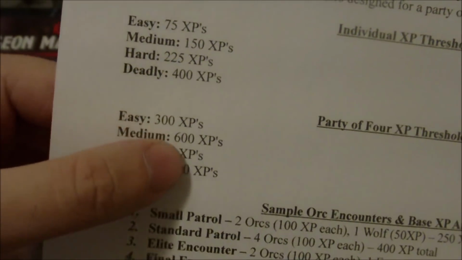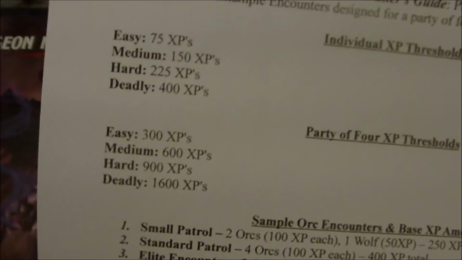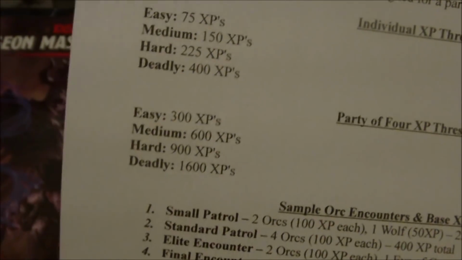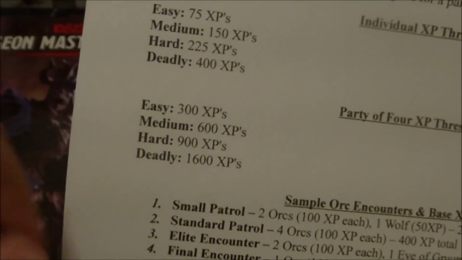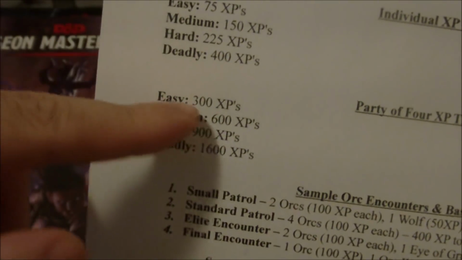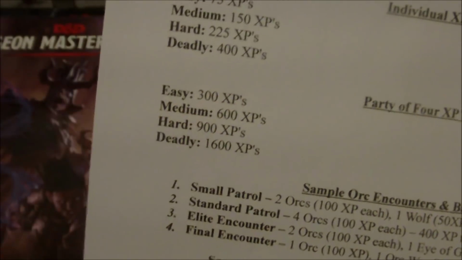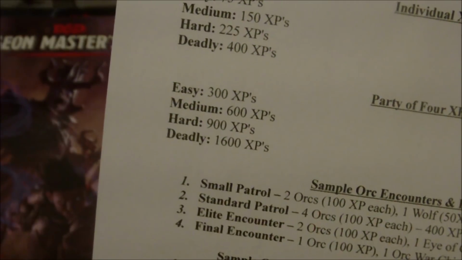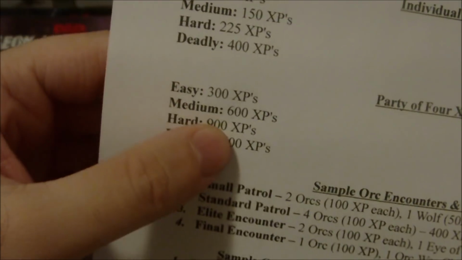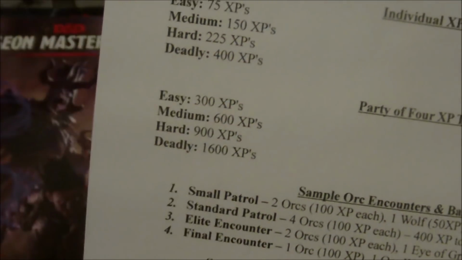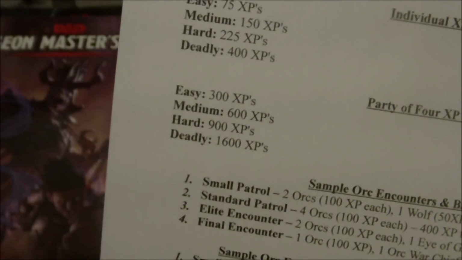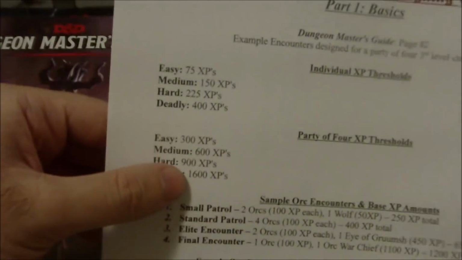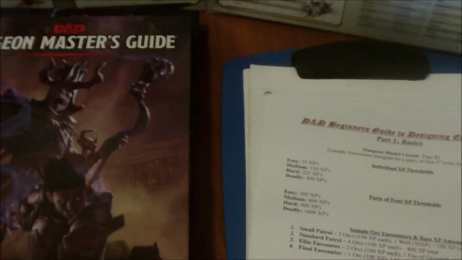So if an encounter has a total amount of experience points based off the monsters, and I'll show you the monster stat blocks and how you get the experience amounts here in a moment. But if it's between 300 and 600, it is an easy encounter. If it's between 600 and 900, it is a medium encounter. Once you get to 900 and just below 1600, that is considered a hard encounter, and anything above 1600 is considered a deadly encounter. So those are the thresholds that I've got to work with.